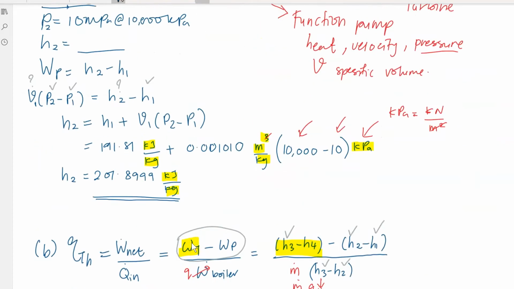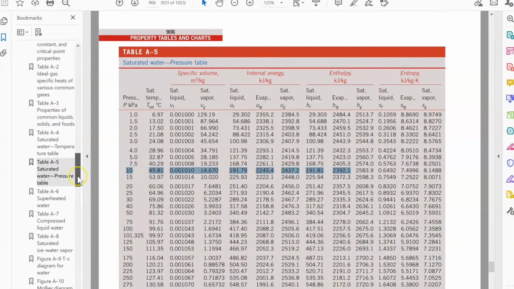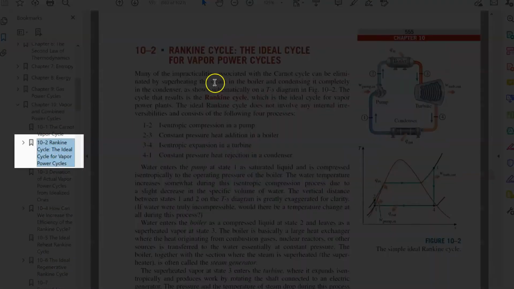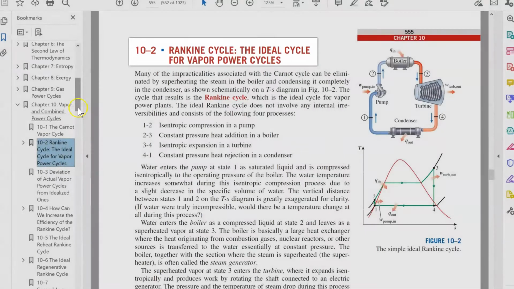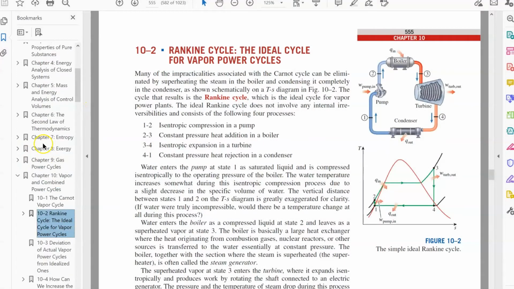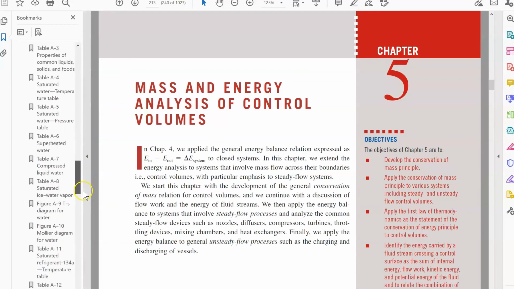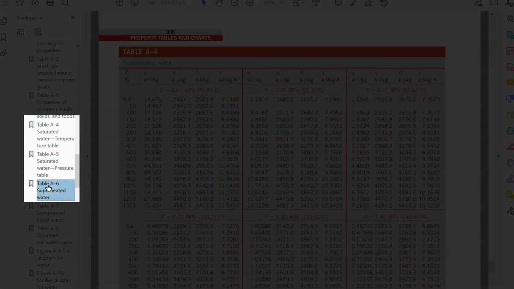With that we have completed the example problem from this thermodynamics textbook. This problem of steam power plant is under the subtopic, the ideal cycle. You will also need some knowledge of mass and energy analysis of control volumes to understand further about your pump and your turbine. Finally, you will also need to recap on how to read your property table for water.